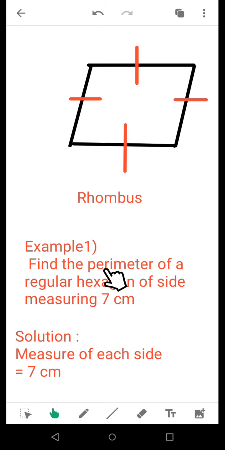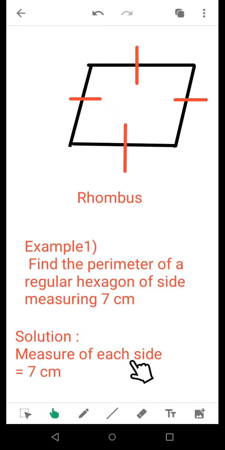Now example 1. Suppose you have been given the sides of a regular hexagon. You have to find the perimeter of a regular hexagon whose sides are given. As you can understand, regular hexagon means that the figure will have 6 equal sides. That means 6 sides having equal measure. Now in order to solve this sum, first of all we will write the solution.